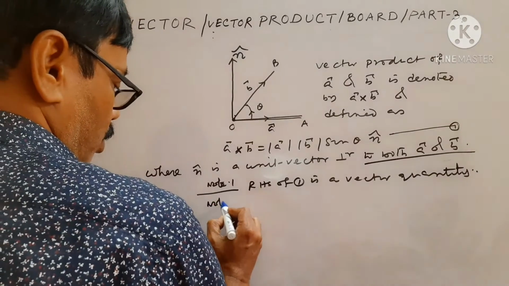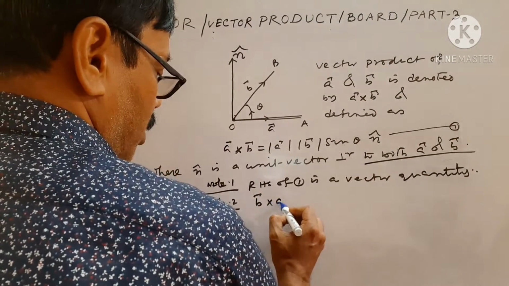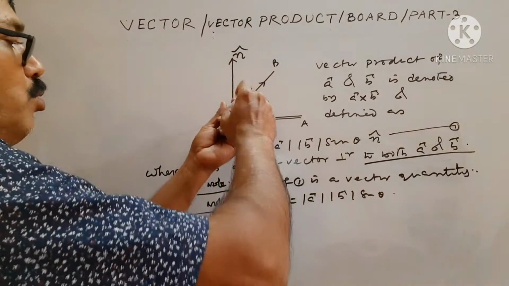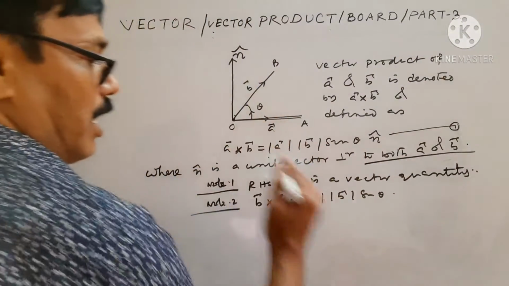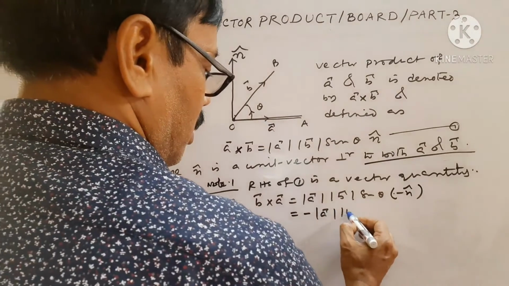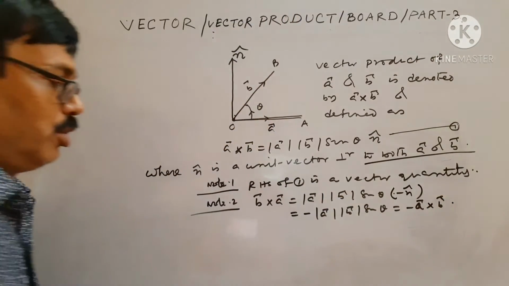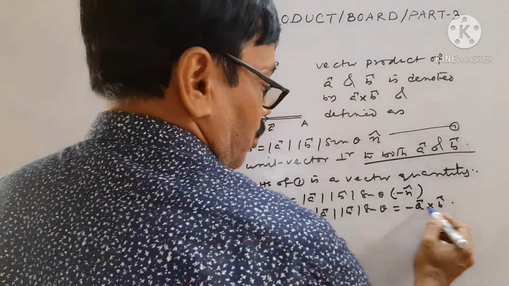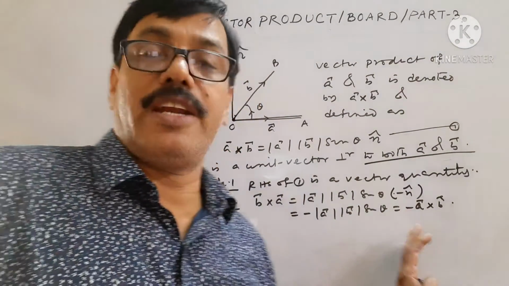Now note 2. B cross A: if we take B to A, then it is A vector, B vector, sine theta. So B to A is clockwise, so the direction will be different. If A to B is n cap, then it is minus n cap. So we can write minus AB sine theta, so minus A cross B. So dot product is commutative, but here cross product is not commutative. We get an additional minus sign. It is called anti-commutative.